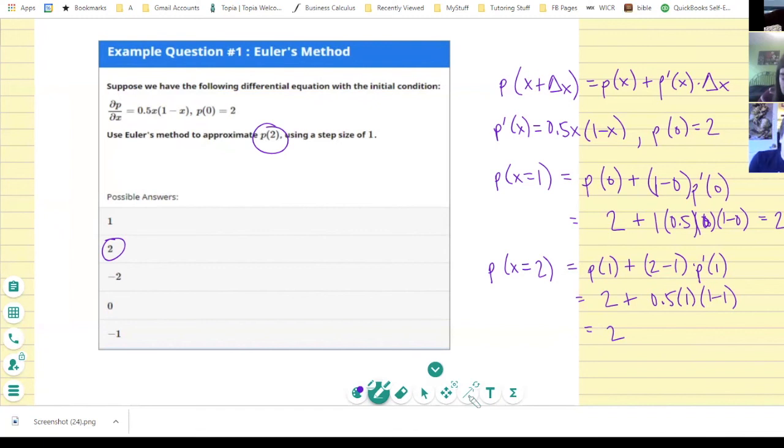Because all it really is, is the previous value plus the slope times the change in x, which would just be the change in y. So it really does make sense when you think about it. It's just you have to make sure you remember it. Right.